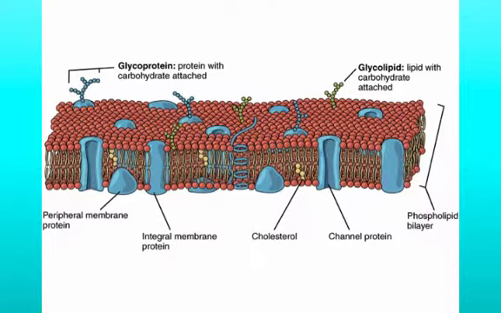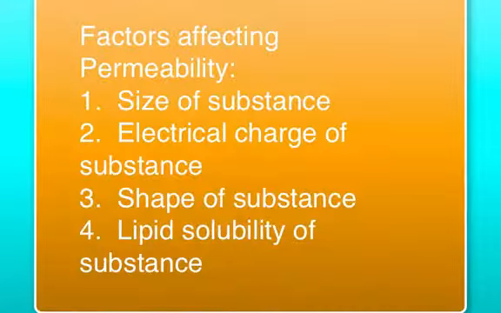The plasma membrane will allow some materials to move freely, but restricts other materials from moving in and out of the cell. The plasma membrane determines which materials will cross, how they will cross, and when they will cross the membrane based on several factors, including the size of the material that wants to cross, the electrical charge of the material, the shape of the material, and whether the material is lipid-soluble or not.